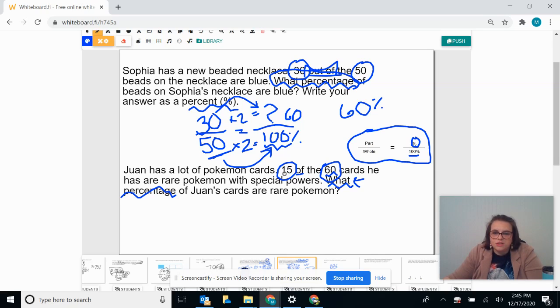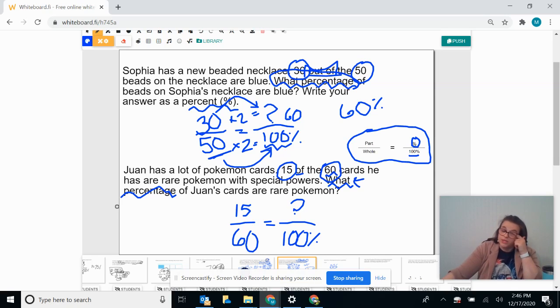My part, 15 of the 60. 15 out of the 60. 15 is going to be my part, okay? Because it's just some of the cards out of the 60 cards he has. All right, 15 out of the 60 cards he has. What percentage of Juan's cards are rare Pokemon? All right, 15 out of 60 equals something we don't know out of 100.